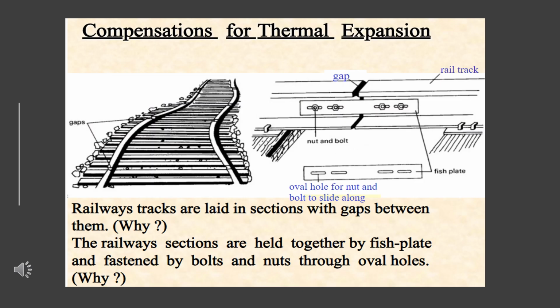Now, have you ever thought that when railway tracks are laid in sections, why is there so much of a gap in between? This is because during summers, the metal strips tend to expand, and because of this there can be overlapping of the tracks which can lead to accidents. So there is some gap which is left between the railway tracks.